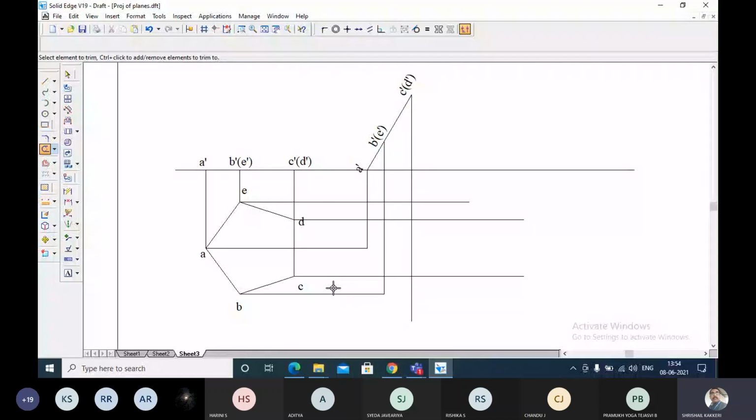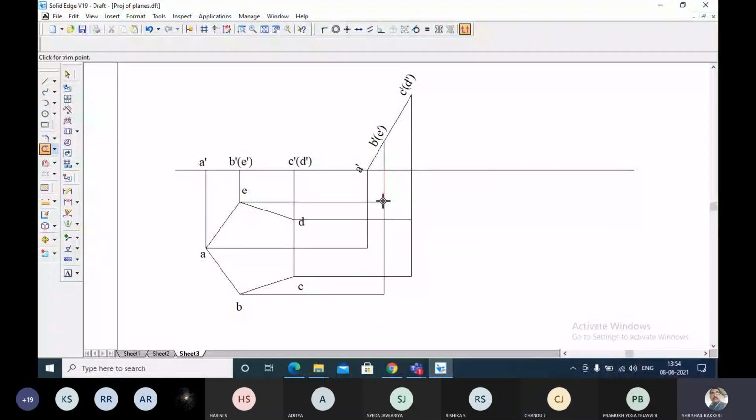Now, from C and C. So this is C and C. D and D, it is coming on the same line, D and D. And E and E. So this is E and this is E. Now we got A, we got B, we got C, D, E. Okay, we got all this.